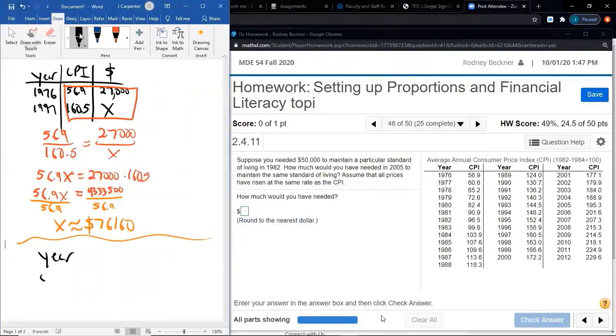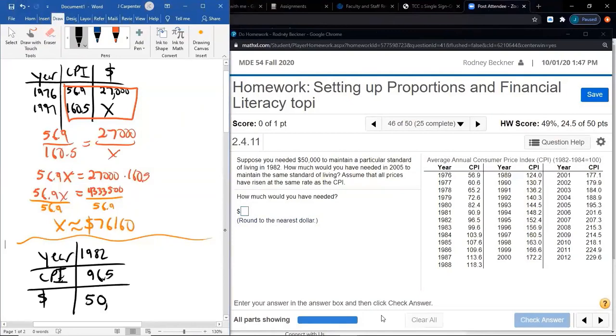Year, CPI, and dollar amount. So for the first year, we're going to have 1982, and then its CPI based on the table is 96.5. How much money did we live off of then? It was 50 grand. They told us that. I didn't pull that out of thin air. Now we'll need another column for the next year, which we said was 2005. Which the table says 2005 has a CPI of 195.3.